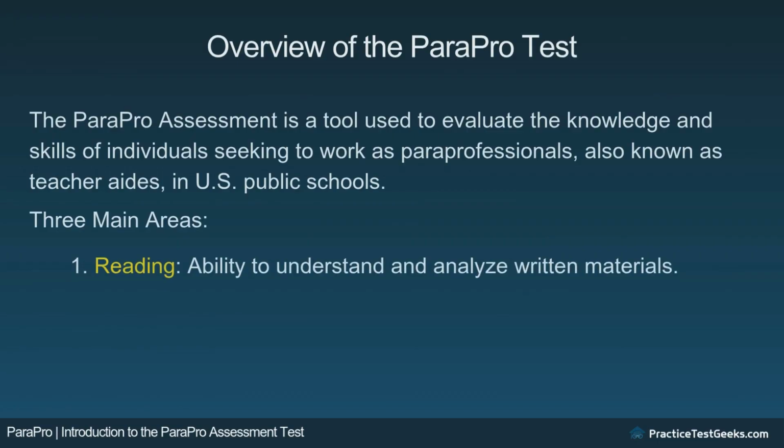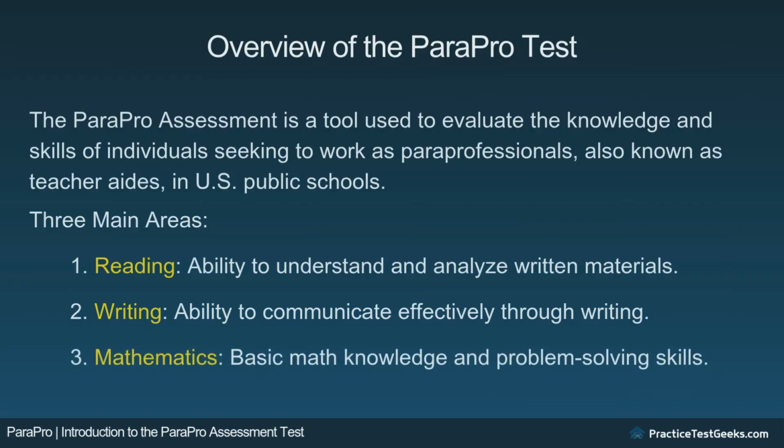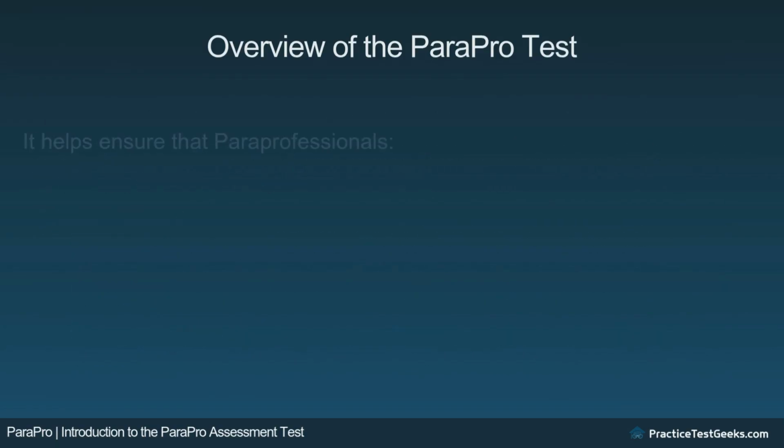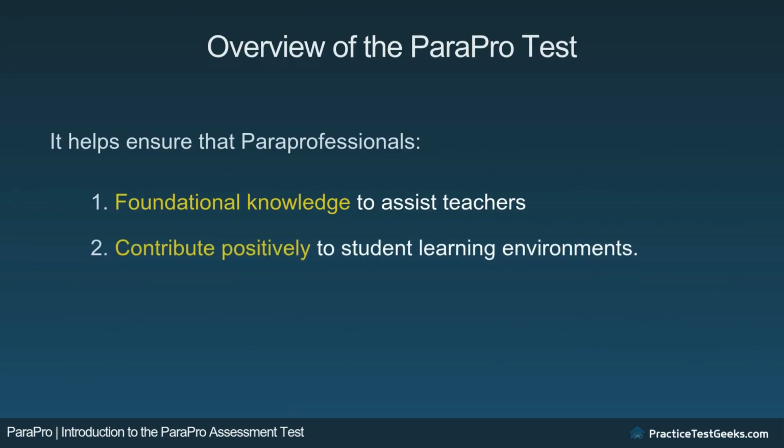1. Reading, ability to understand and analyze written materials. 2. Writing, ability to communicate effectively through writing. 3. Mathematics, basic math knowledge and problem-solving skills. The test is designed to measure the fundamental academic skills necessary for working in classrooms alongside licensed teachers. It helps ensure that paraprofessionals have the foundational knowledge needed to assist teachers and contribute positively to student learning environments.